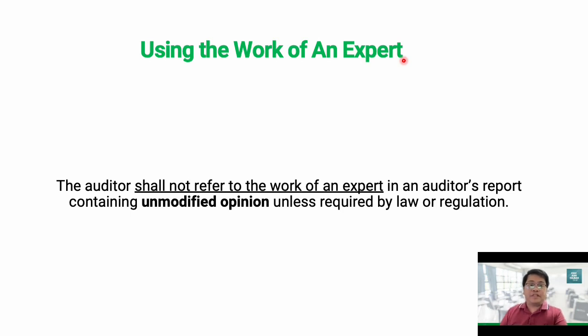But what is the implication on the audit report? The implication on the audit report is for us, auditors, not to refer to the work of an expert when we issue our audit report containing an unmodified opinion, unless it is required by law or regulation. Similar to the group audit, we assume responsibility whenever we use the work of an expert. Similarly, when we use the work of a component auditor, the partner assumes responsibility. You do not refer to the work of an expert when you issue the audit report.